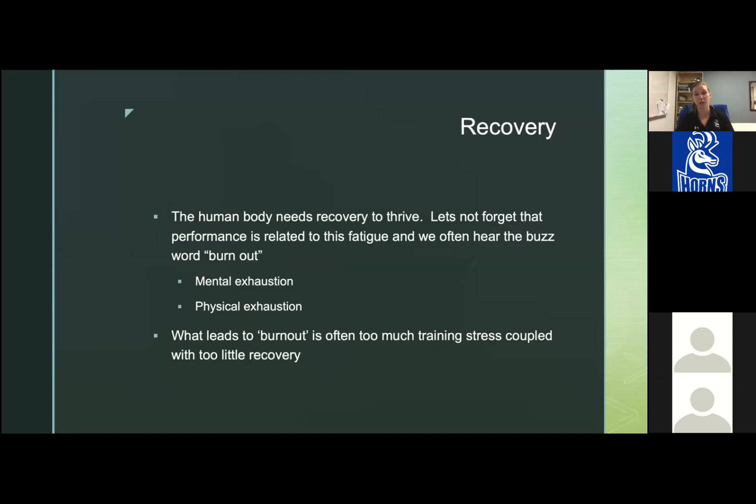So I said I would get to recovery. Obviously we know that the body needs sleep. We know the body needs recovery, essentially to thrive. And so when we look at performance in the weight room and in their sport, we need to understand kind of how that fatigue will happen. And so training stress comes from a variety of sources on these athletes.